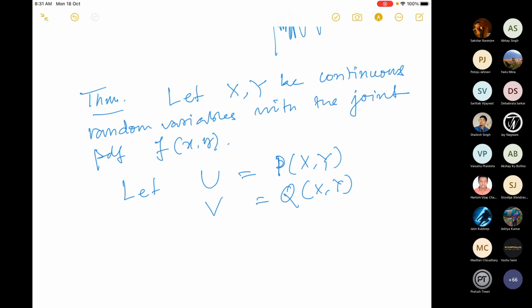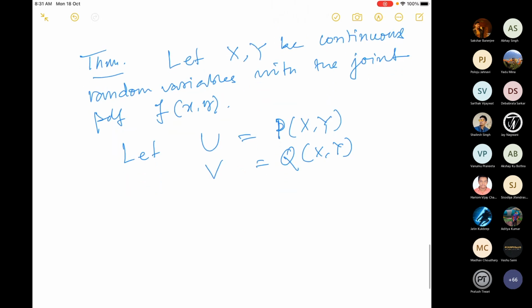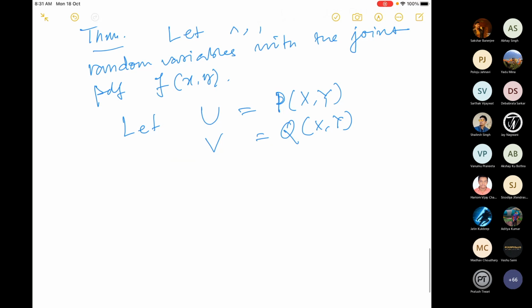These two are functions of X and Y. So we have a function p of x y, and when you put small x equal to capital X and small y equal to capital Y, then this is the function. Similarly, here the underlying function is q of x y.